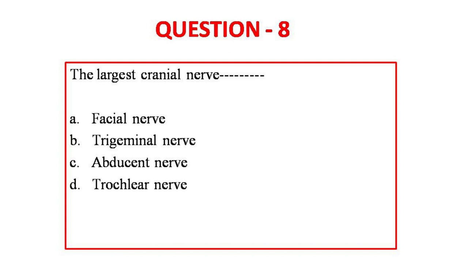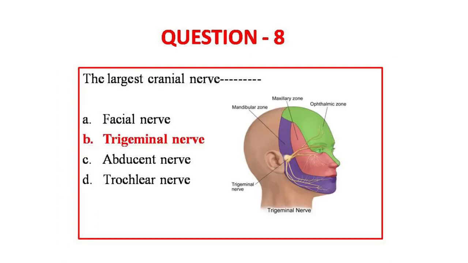The next question: the largest cranial nerve is, they've given 4 options. This is a very easy question and it should always be in a dentist's mind. Facial nerve, trigeminal nerve, abducens nerve, and trochlear nerve. The answer is the trigeminal nerve. It is the largest cranial nerve. You can see it's branching there. So the answer for the largest cranial nerve is the trigeminal nerve.